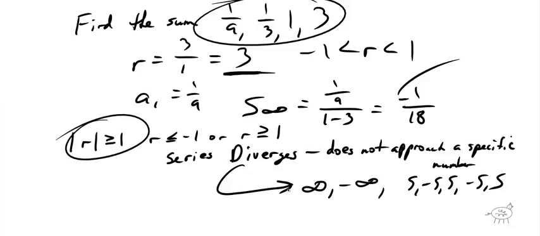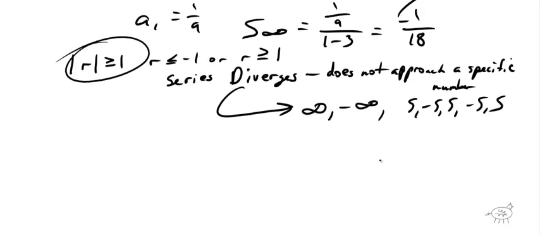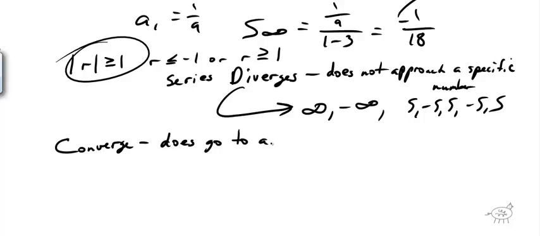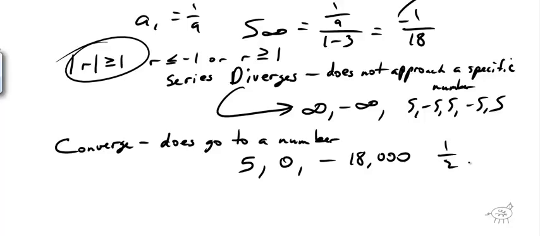Okay? All right, and then the other word that I'd like to mention here is converge. We'll see that one a lot. Converges basically does go to a number. So basically, it's not infinity, not a negative infinity, and not fluctuating. It's going to a number. It's going to 5. It's going to 0. It's going to -18,000, whatever. 1/2, doesn't matter. But it goes to a specific number. Okay, we say a finite number, as opposed to infinity, which is an infinite number.